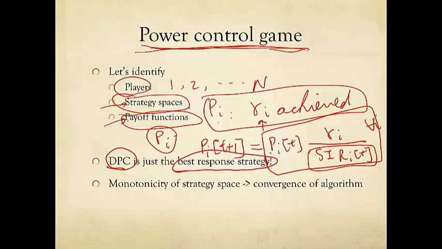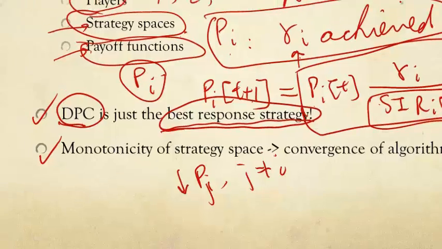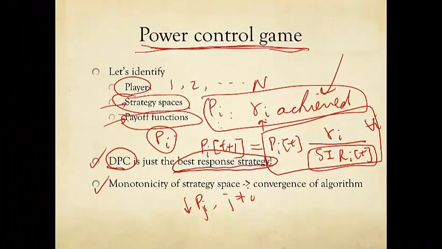And by changing my power level this way, changing my strategy this way to the next time slot, I'm basically executing the best response strategy. The second thing you can check is a monotonicity of the strategy space. What do I mean by that? By that I mean that if all the other users make their powers p_j, j not equal to me, I'm user i, smaller, then my strategy space, the set of p's such that the gammas can be achieved, will be bigger.